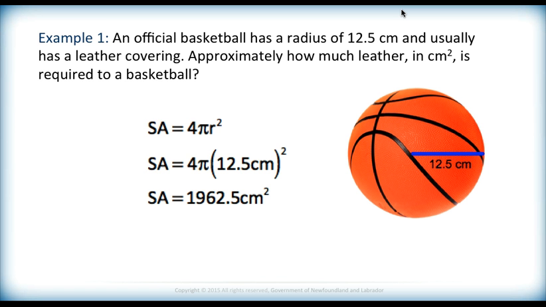Let's look at an example to confirm this formula. If we're given a basketball that has a radius of 12.5 centimeters, we want to determine how much leather, in centimeters squared, is required to cover the basketball. In the diagram, we can see that the radius is given and not the diameter, so we can substitute 12.5 centimeters in for the radius. So the surface area equals 4 pi times 12.5 centimeters squared, for a total of 1,962.5 centimeters squared.